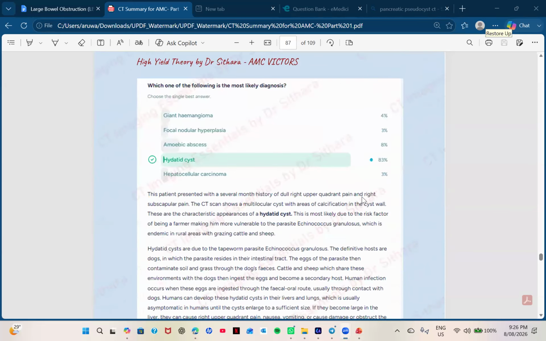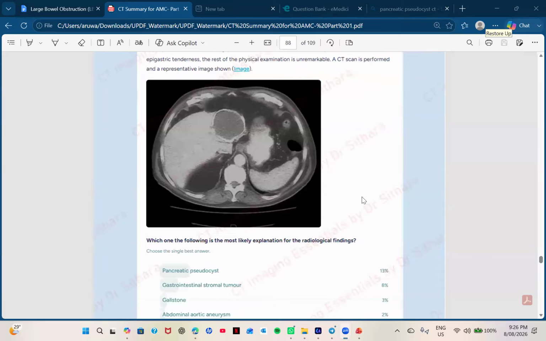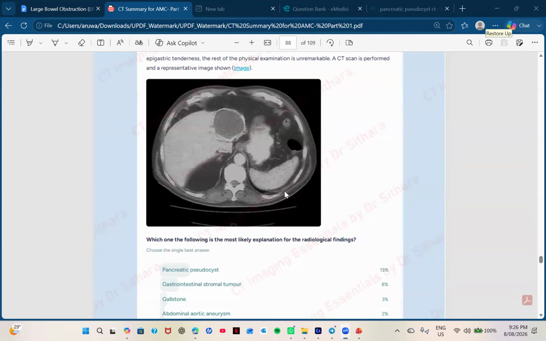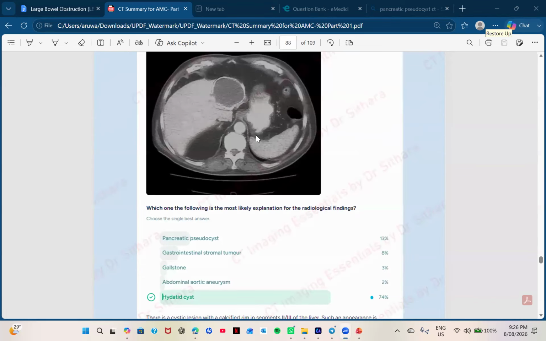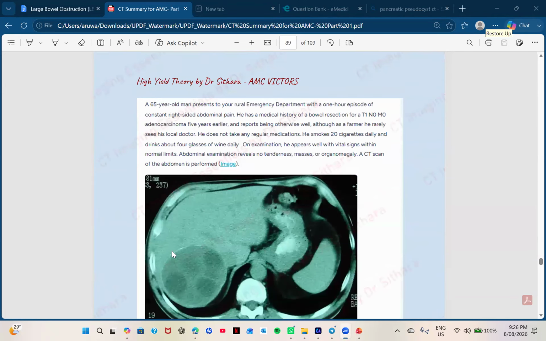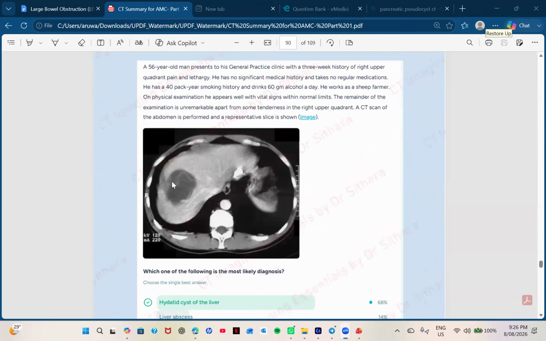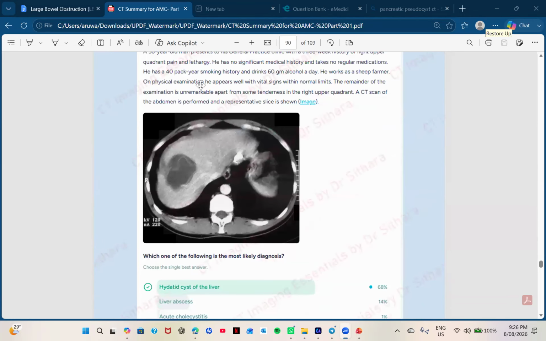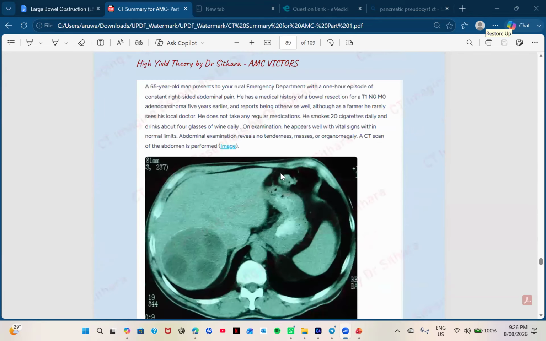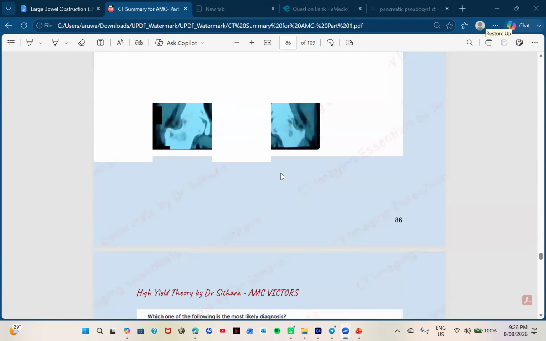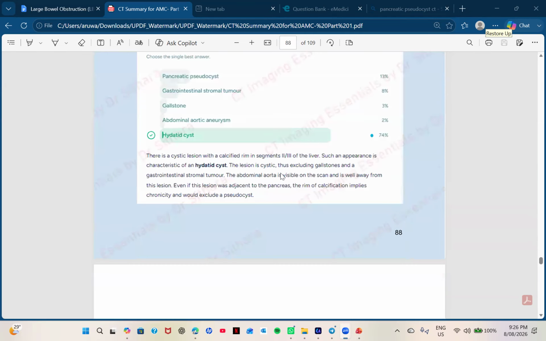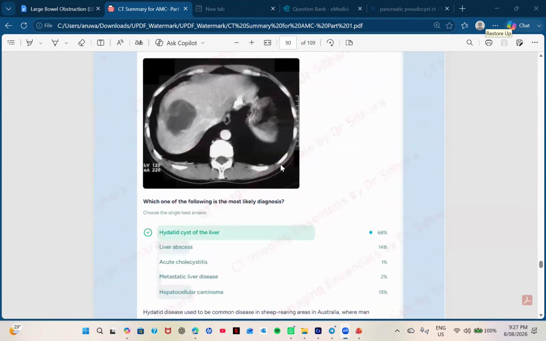Daughter cyst. Then here you can see the calcified rim, right? Calcified rim. And here also daughter cyst. And here you can see the water lily sign, the ruptured sign, right? Ruptured sign, the water lily sign. Okay, so I am not going to read the image question because you can give it a read later, right?